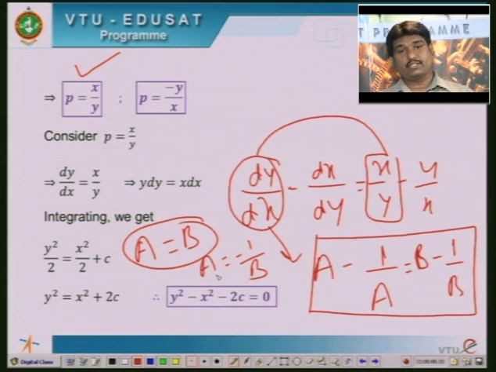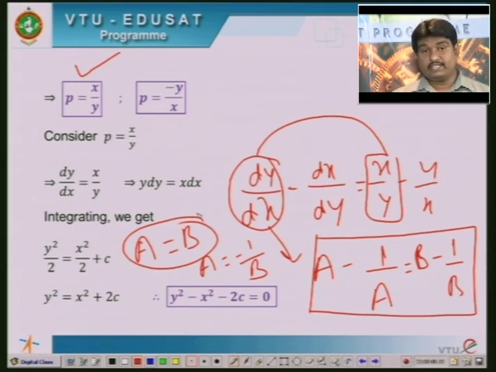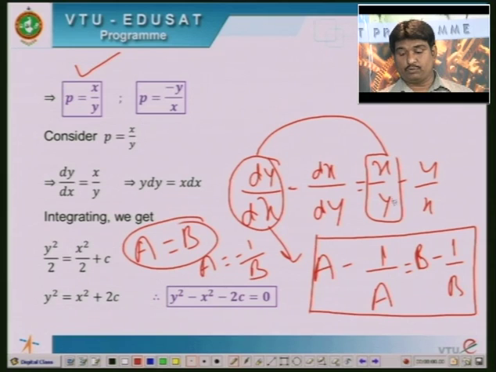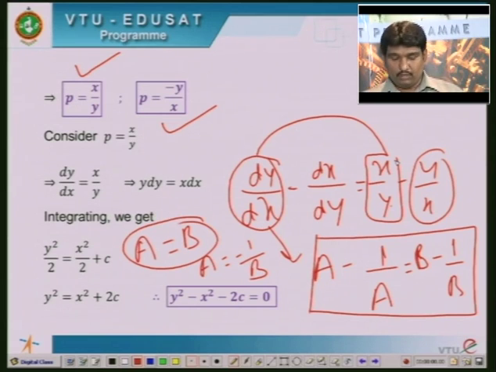You just remember this. If a minus 1 by a equals to b minus 1 by b, then A can take two values like this. One is A equals to B and A is minus 1 by B. A is dy by dx, so dy by dx equals to B. P is x by y, one possibility, and another possibility is A equals to minus 1 by B, so P equals to minus of y by x, minus 1 by B. These are the two possibilities. So, I have used both the definitions here, both the concepts.